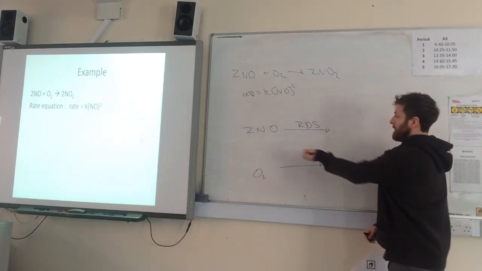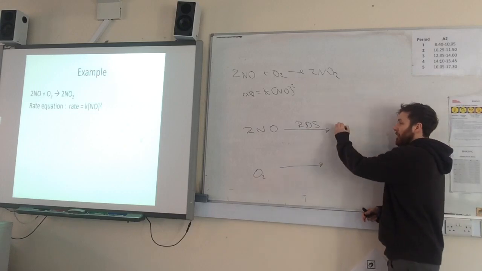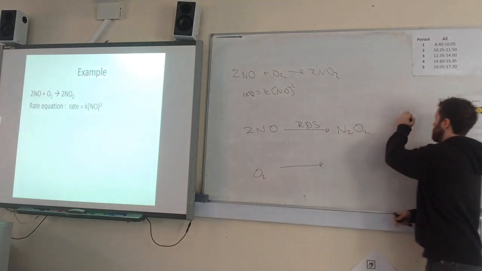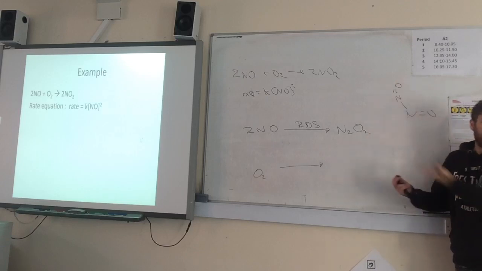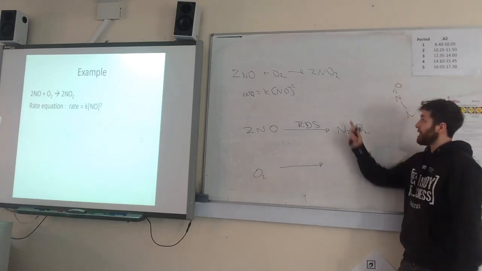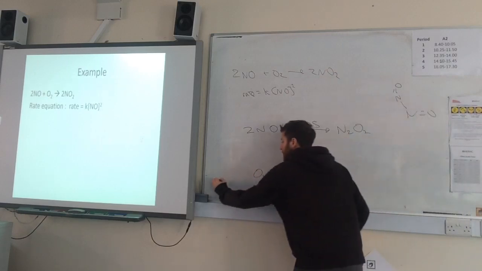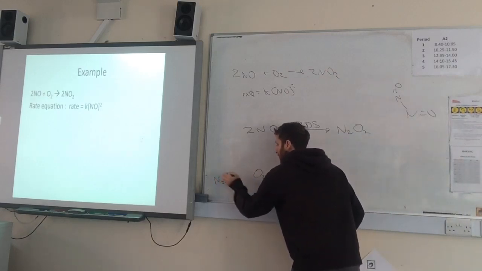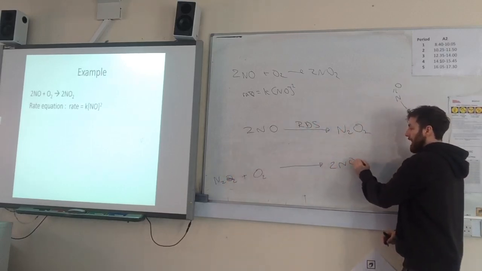Let's go through it. Again, you either kind of know this is a molecule or you don't, but it's going to make N2O2. It's a thing, N2O2. As this is not in the overall equation, this must be our intermediate. So the N2O2 will then react with the O2 to make our products.